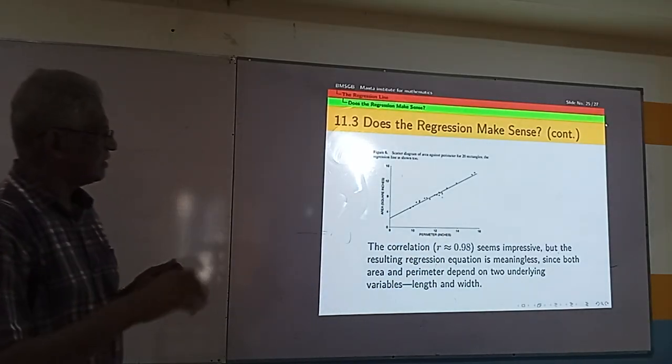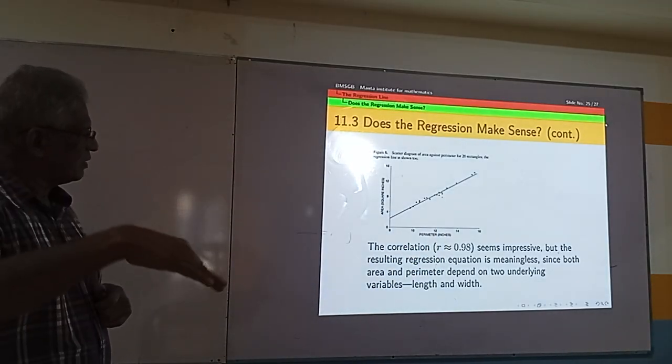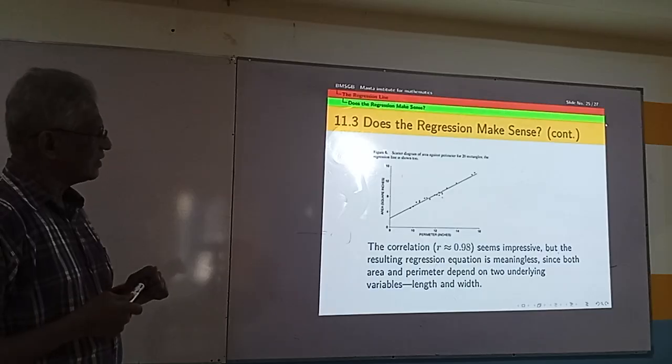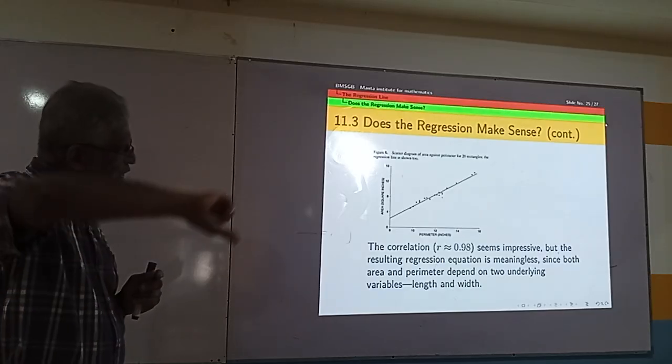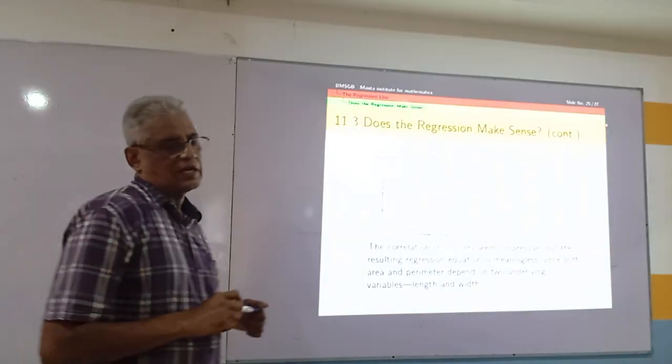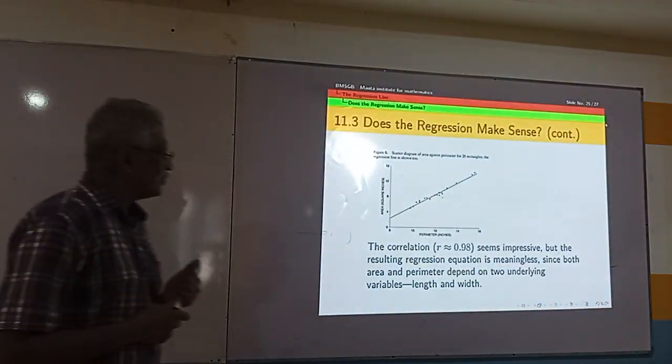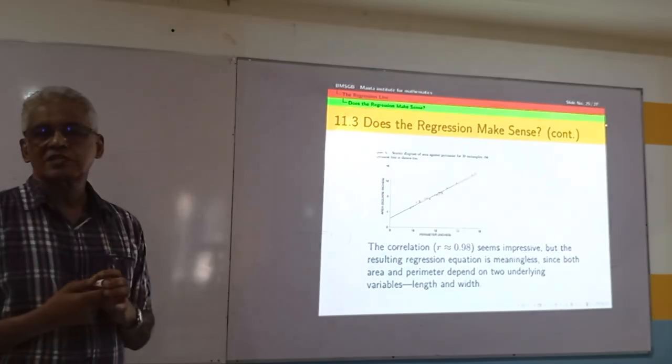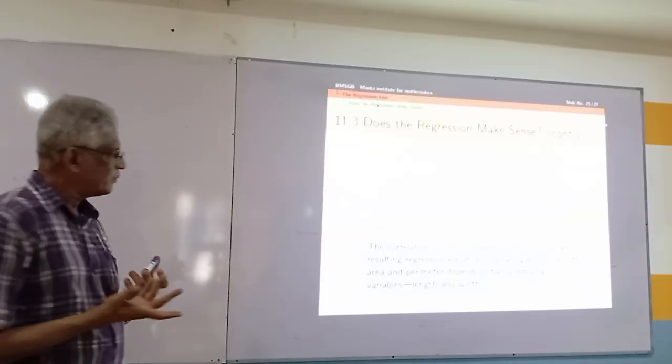So you can see that the area is increasing with the perimeter, very close to a straight line. So you can mathematically fit a line and get a line, but of course you have to think whether that kind of regression line is practically meaningful.